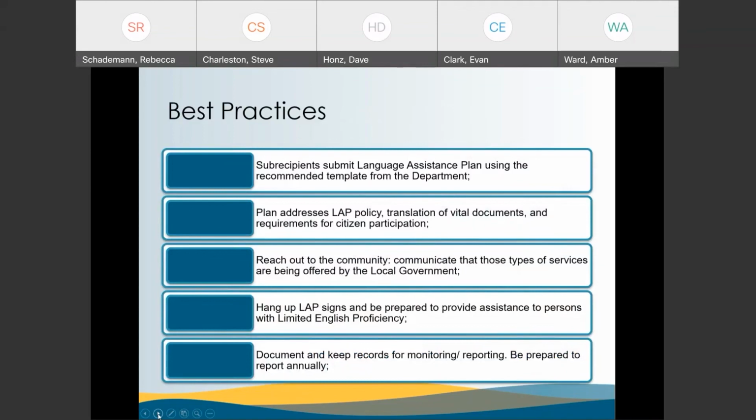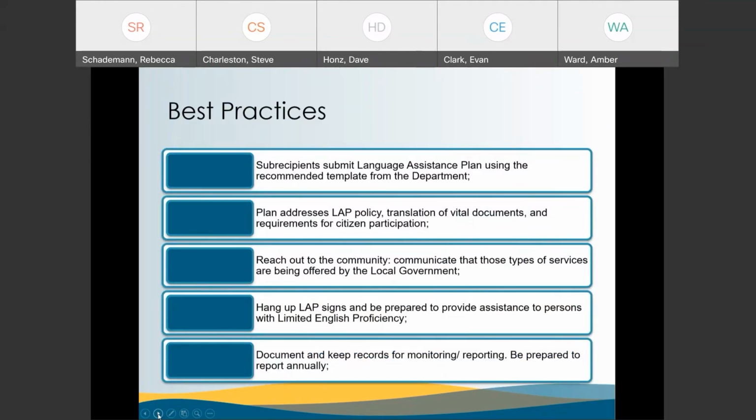Best practices. The subrecipients submit a language assistance plan using the recommended template from the department. We do have templates for both the language assistance plan and also the 4-factor analysis for you to use. Feel free to make it align with that local unit of government's regular policies and procedures.